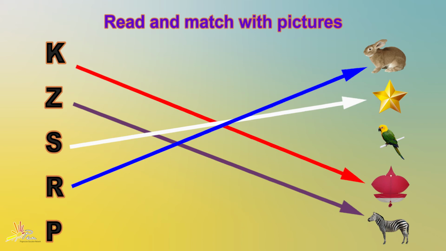P is our next letter. P. Read again. P. Let's match P with the related picture. Wonderful. It's parrot. P is for parrot.